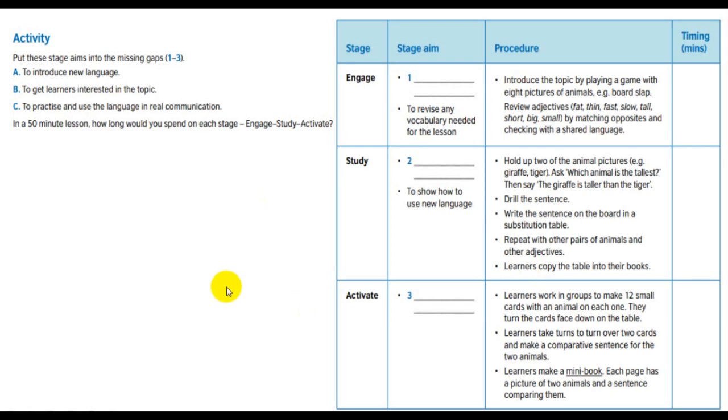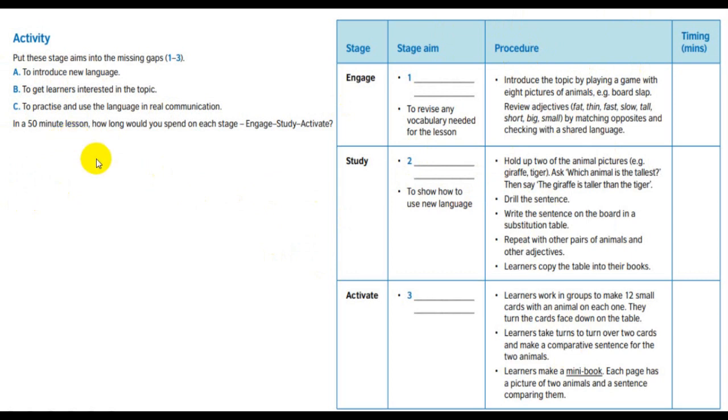Let's go on. This is another activity, so let's read. Put these stage aims into the missing gaps. So here we're going to take an overlook at this. And so these are the three options: to introduce new language, to get learners interested in the topic, to practice and use the language in real communication. In a 50-minute lesson, how long would you spend on each stage? Engage, study, activate. Well, let's begin with the phrases. You can stop the video in order to read all this because I don't want to make this longer.